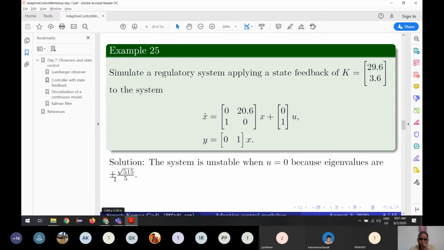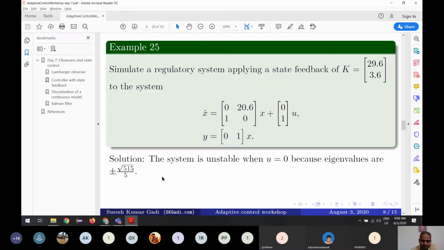The eigenvalues are plus and minus root 515 by 5. We already know the plus term is the culprit. The negative value is not a problem. We have a plus, and this plus part is making the system go unstable. So this is an unstable system.